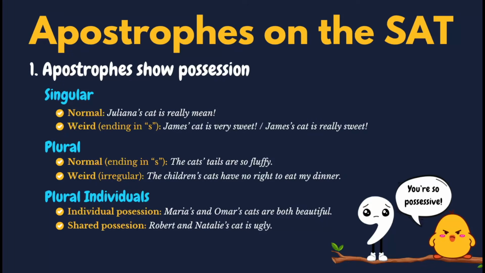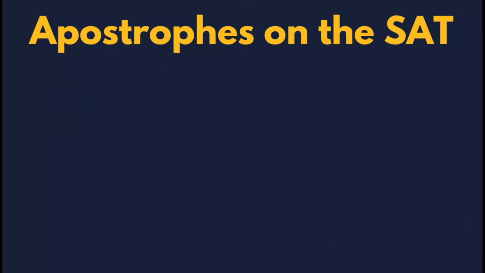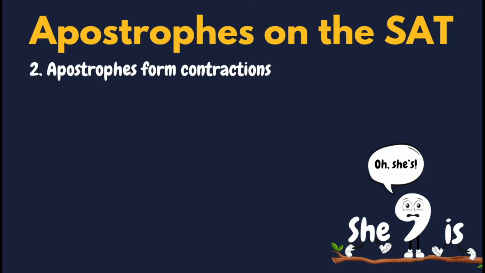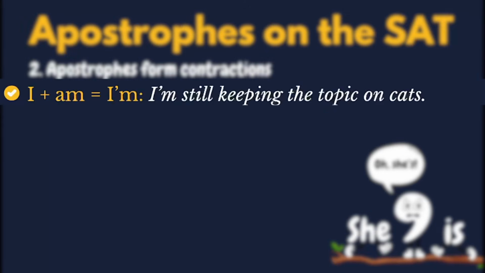Of course, we also have to keep in mind that apostrophes have a second thing they do, which is to form contractions. This is bringing two words together into one. And the way that they do this is by sticking themselves in the middle of the new word to replace any letters that we lost. So you can see I plus am is I'm, right? The apostrophe goes right in the middle there. It replaces the A that we lost.